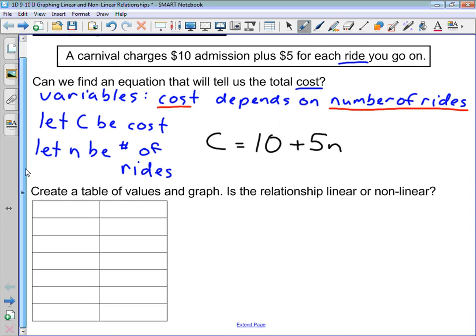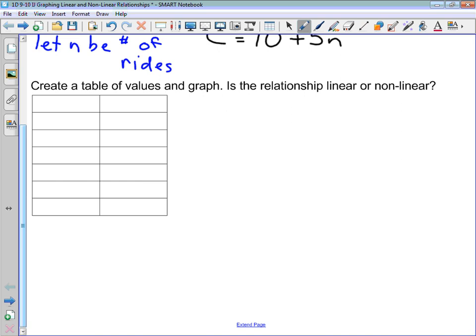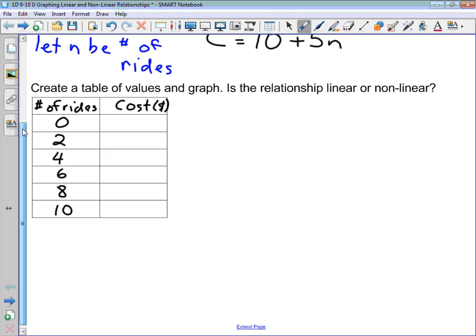Now let's make a table of values and a graph. We want to find out if the relationship is linear or nonlinear. Well, let's do our table of values first here. We are going to put number of rides over here because it is our independent variable, and we're going to put cost in here, and we'll put a little dollar sign there because our units are dollars. And we're just going to pick some numbers here for the number of rides. Let's say we could go on 0, 2, 4, 6, 8, 10 rides. And for each of these values of number of rides, or N, we want to calculate the cost using this equation that we have up here.